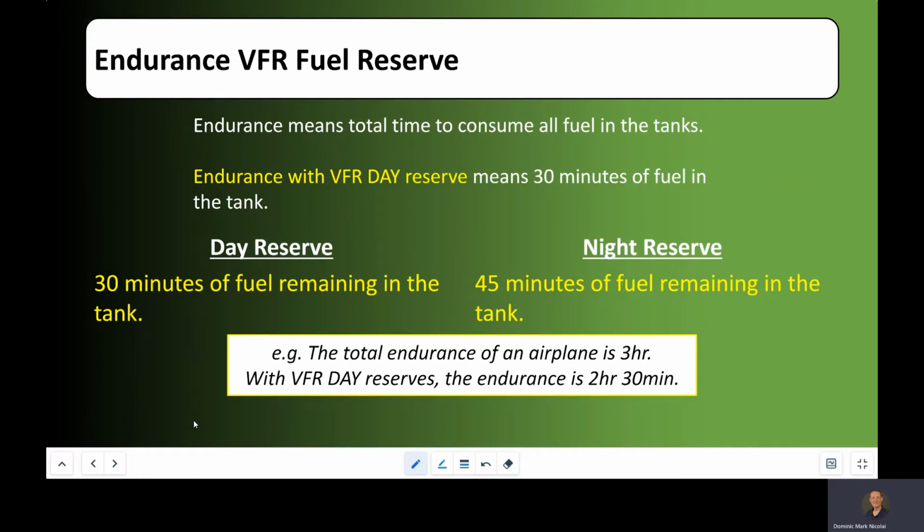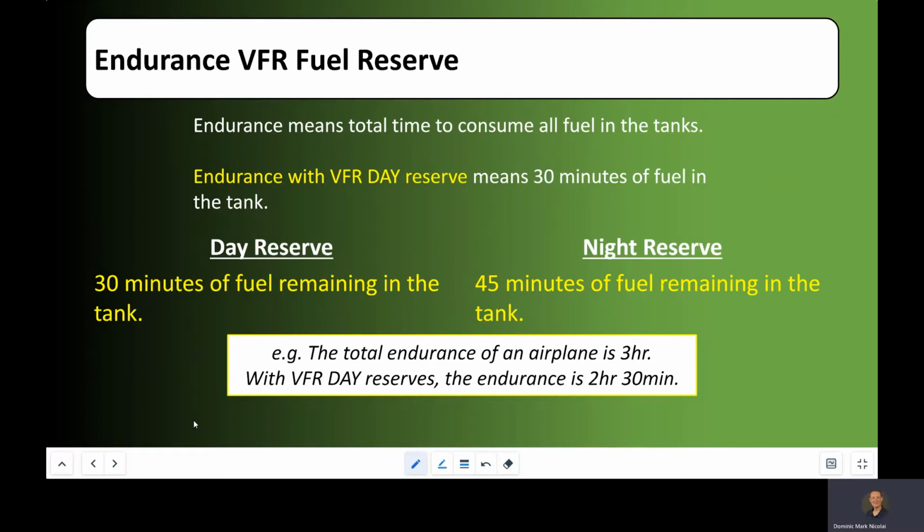All right, next concept with charts, cruise charts. You're often going to be asked a question about endurance and endurance with a reserve. So first of all, endurance means the total time consumed in all tanks, all fuel. You have nothing left of usable fuel. Okay? That's endurance. So when you calculate endurance, you might have an example where I have enough usable fuel for 3 hours of flying.